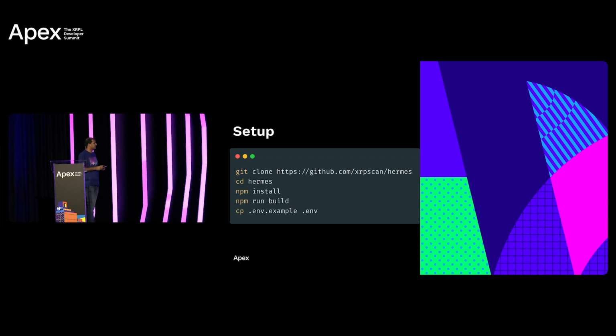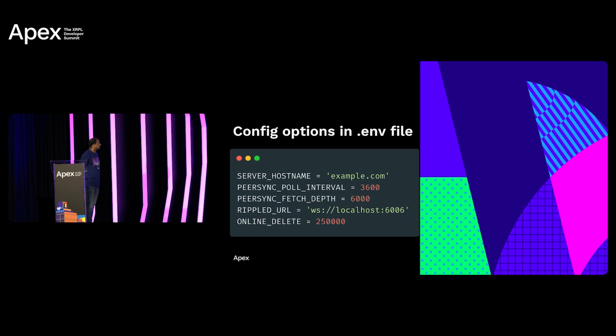I will look at some of the parameters in .env. Server host name, example.com. This is where you would set your host name. When you set up a new Hermes cluster, the certificate will be issued against this host name, so it's important that you put something which resolves so that others can connect to your machine. Peering poll interval: every hour I would want to connect to my peers and ask them, do you have any missing validations? Fetch depth is how many ledgers, so give me a history of 6,000 ledgers.